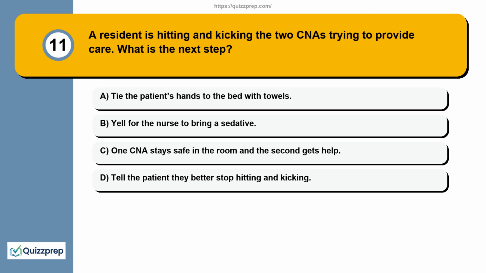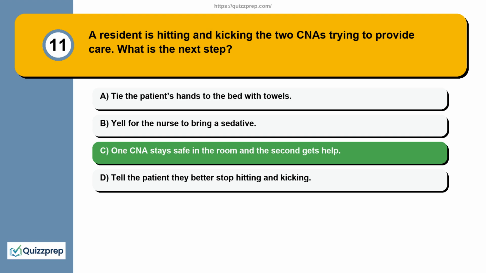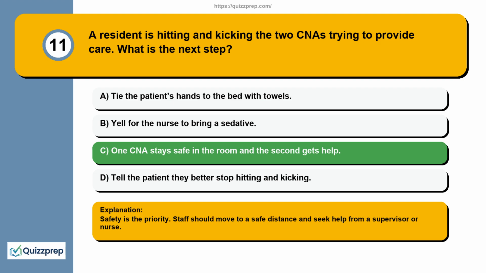Question 11. A resident is hitting and kicking the two CNAs trying to provide care. What is the next step? Tie the patient's hands to the bed with towels. Yell for the nurse to bring a sedative. One CNA stays safe in the room and the second gets help. Tell the patient they better stop hitting and kicking. Safety is the priority. Staff should move to a safe distance and seek help from a supervisor or nurse.